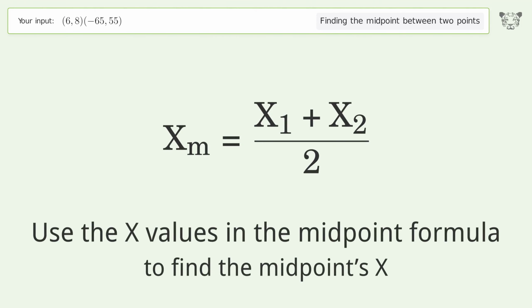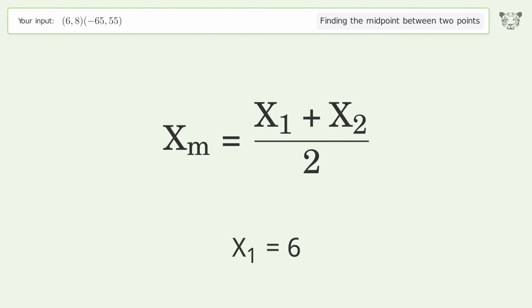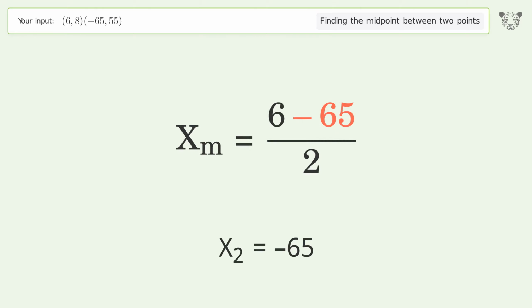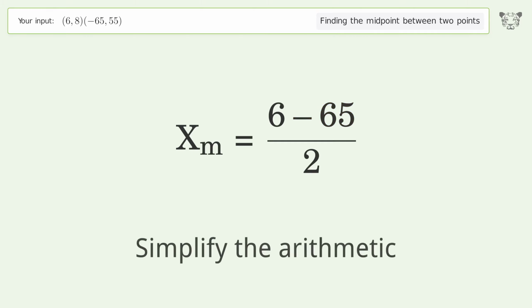Use the x values in the midpoint formula to find the midpoint's x. x1 equals 6. x2 equals negative 65. Simplify the arithmetic.